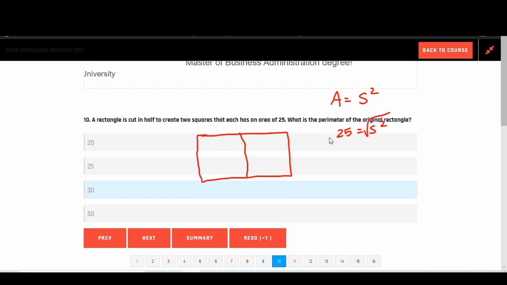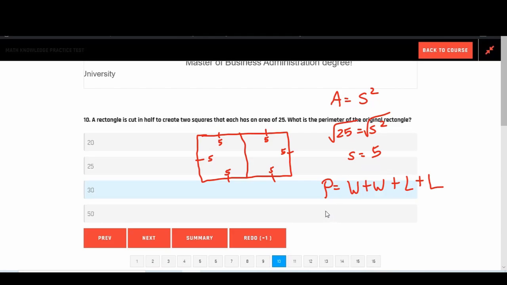Take the square root of both sides. S equals just 5. So we know the measurements of all these squares, of the sides of the squares: 5, 5, 5, 5, 5, and 5. Now the question is, what is the perimeter of the rectangle? Again, the perimeter of a rectangle is width plus length plus length.